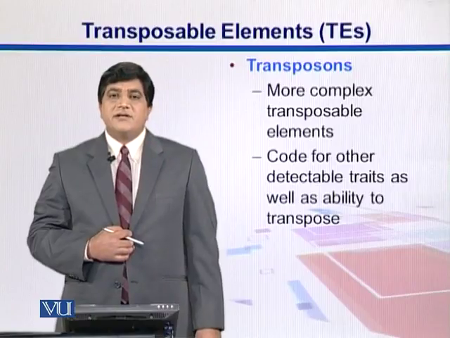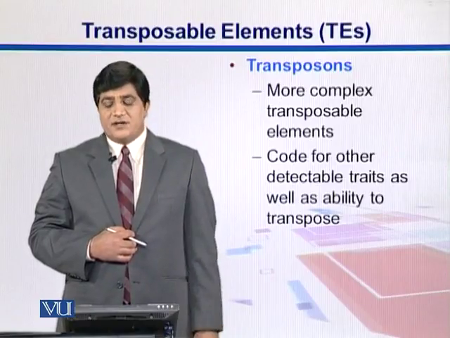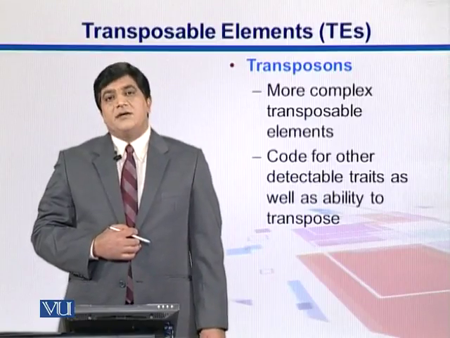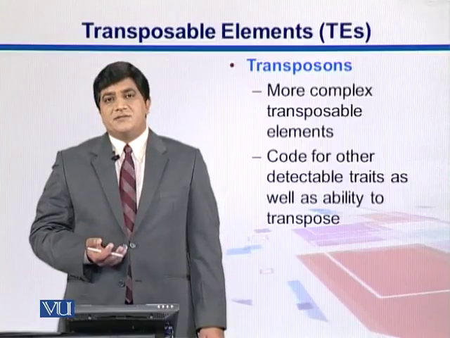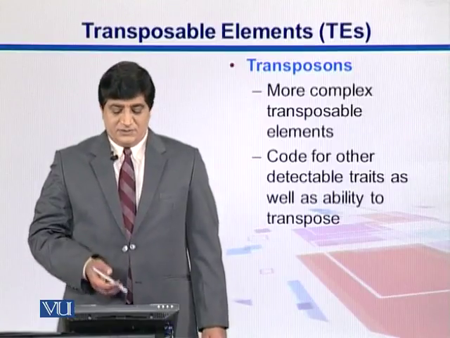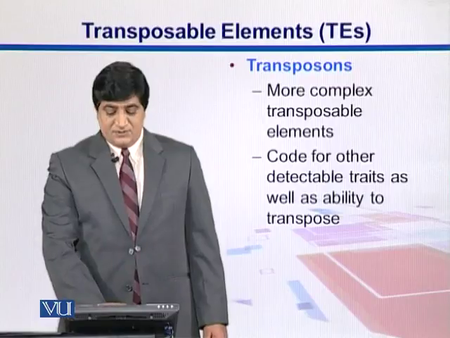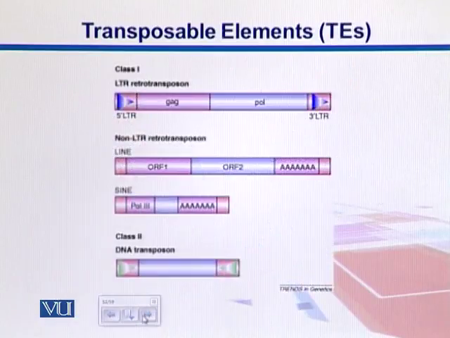Transposons are relatively complex as compared to the simple IS sequences, and they encode additional characters in addition to the genes responsible for their transposition. Here in this diagram we can see there are two major classes, class 1 and class 2.